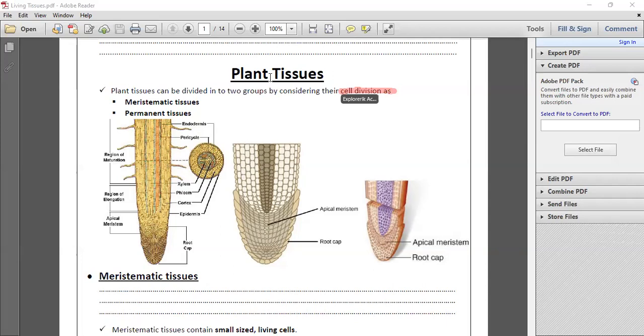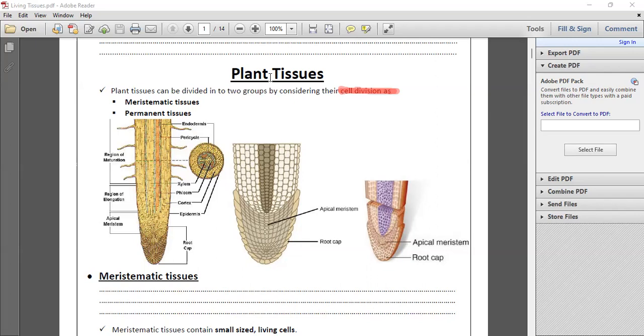By considering their cell division, plant tissues are divided mainly into two groups, right? So when tissues get divided into two categories depending on their cell division, you would obviously understand one type of tissue may not divide by cell division, and the other type would have the ability to divide their cells, right?